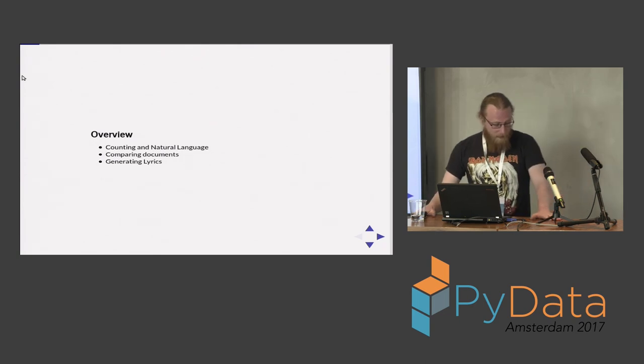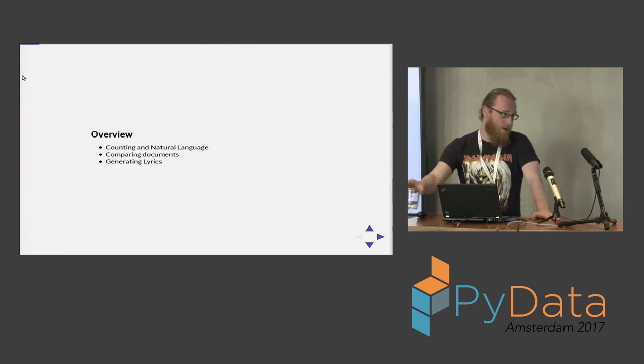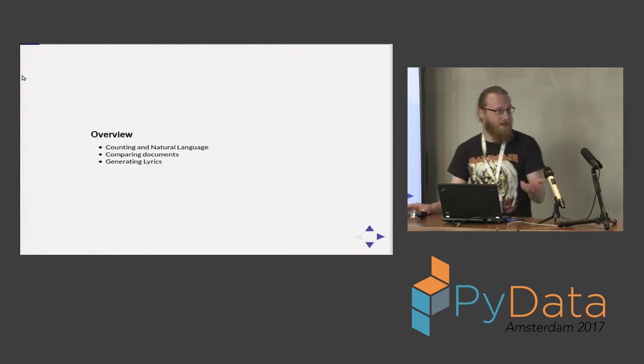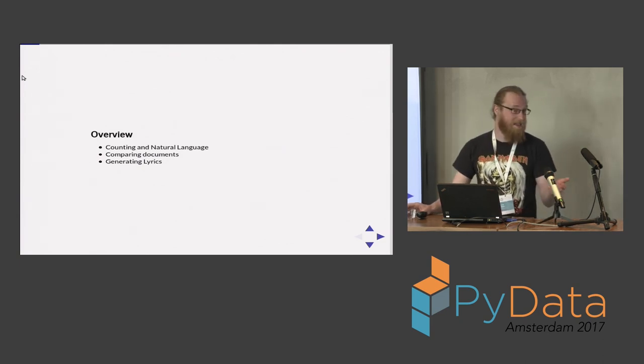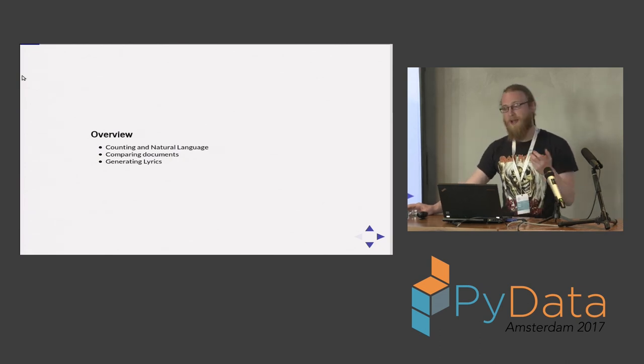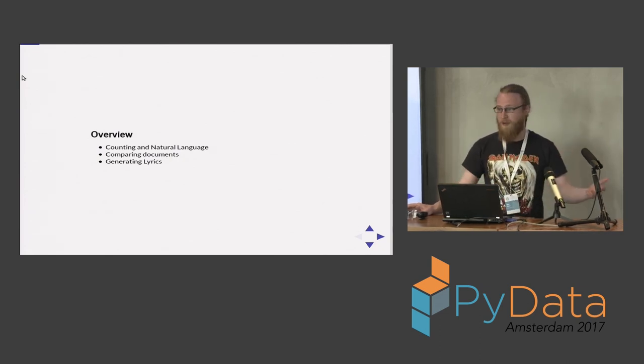So the overview is going to be: why do we use counting? Why is quantifying natural language difficult? How can we approach it using counting? How can we then extend these ideas towards comparing documents? So the first thing we want to do is take a document and turn it into some sort of vector. How do we then compare them? And then how do we take this further and actually generate natural language from a bunch of pre-trained documents in an unsupervised way?